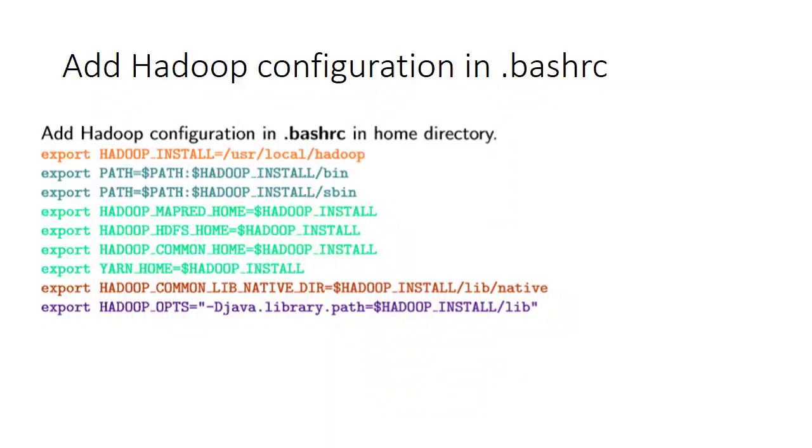/usr/local/hadoop, and we have to export the path variable. The path variable includes /usr/local/hadoop/bin for the executable commands, /usr/local/hadoop/sbin, and the MapReduce path available in the same /usr/local/hadoop, and the HDFS path also available under /usr/local/hadoop, and HADOOP_COMMON_HOME also available in the same path, and YARN also available in the same path, and the common library native directories.